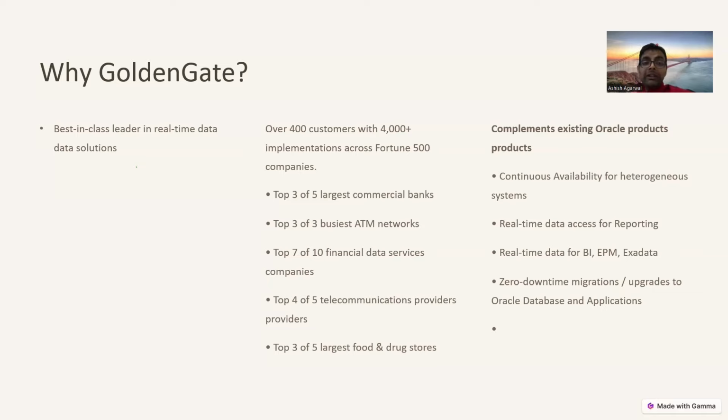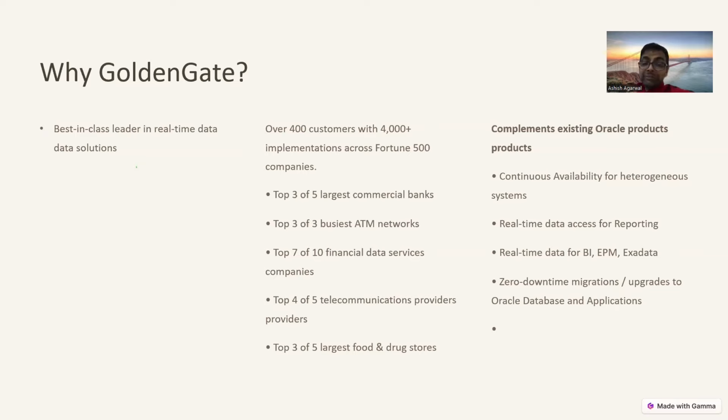Okay. So why Golden Gate? It is the best in class leader in real-time data solutions. So many customers are using it. If you talk about top banks like Bank of America, State Bank of India, CIBC, in any country, Royal Bank of Scotland, UBS, all the top banks are using Golden Gate. Okay. Then the busiest ATM networks are using it. Financial data service companies are using it.